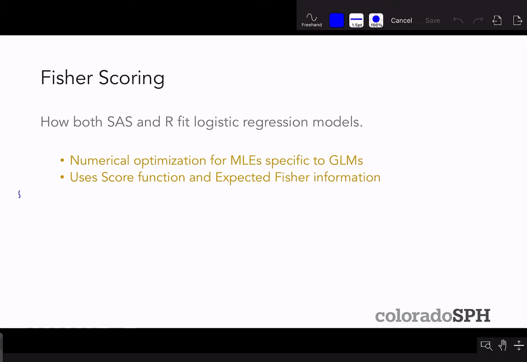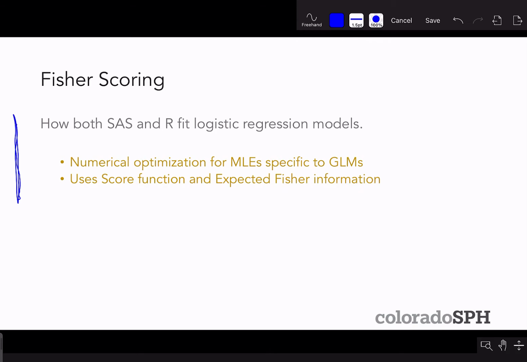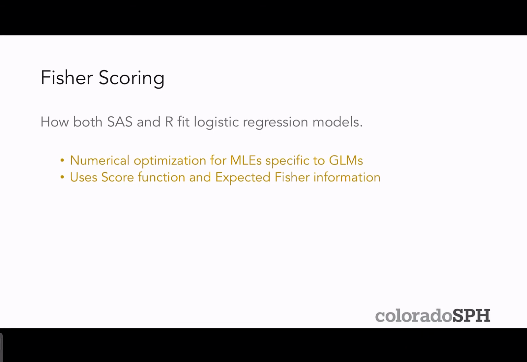So one example of a numerical method that you can use to calculate the MLE is called Fisher scoring. And actually, both SAS and R programs fit logistic regression models using Fisher scoring. This is a numerical optimization technique for MLEs that's specific to generalized linear models that uses both the score function and the expected Fisher information that I showed you a few slides earlier.